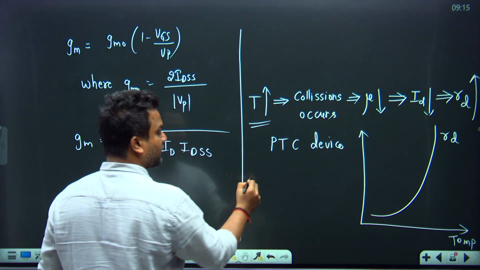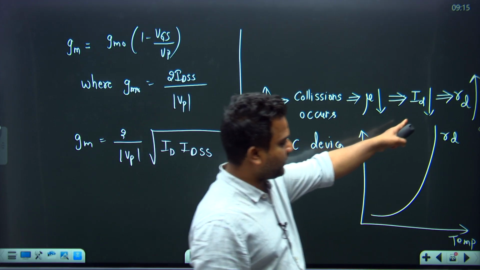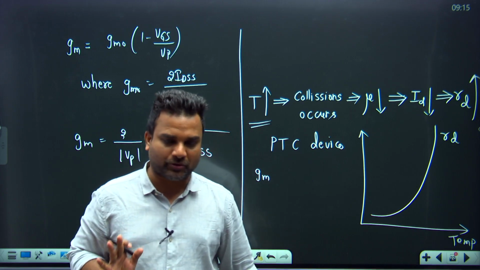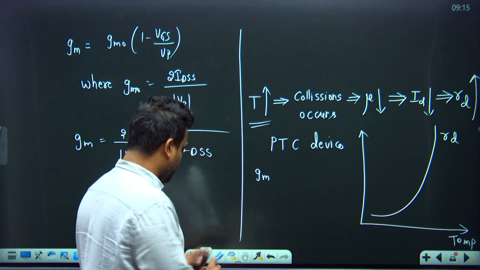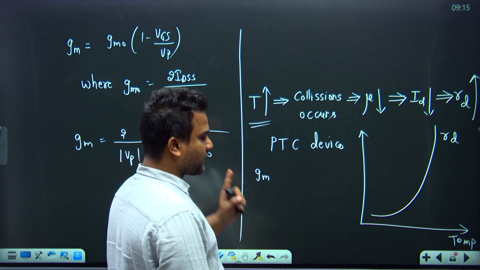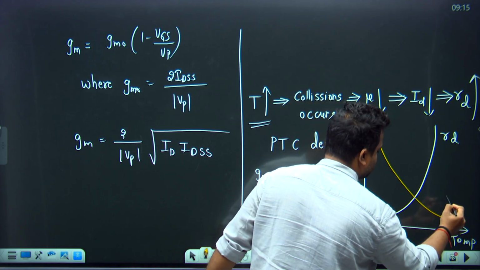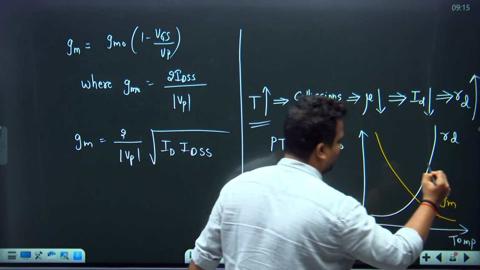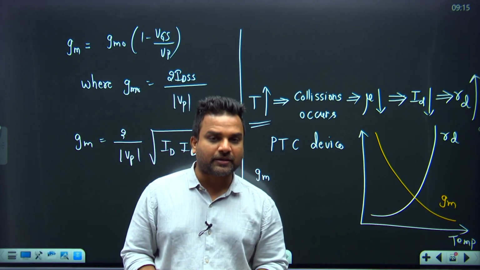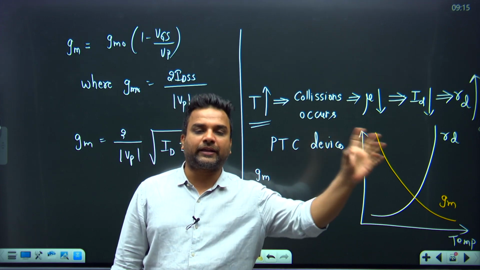Similarly, what about transconductance GM? Guys, if current reduces, transconductance reduces, because they are directly proportional, right? So guys, here let us take another color. Now guys, as temperature increases, the transconductance decreases, like this guys, GM. This is what the JFET parameters and the transconductance of FET.